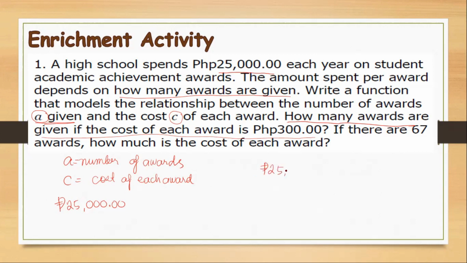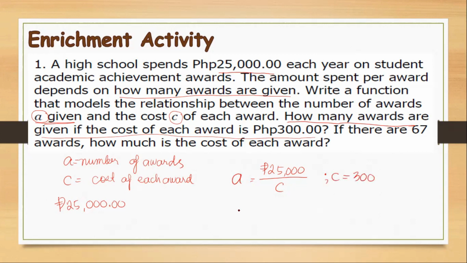25,000 divided by the cost of award. That will be the function of C. Or this can be represented by A. A is the number of awards if the cost of each award is C. So we have here C is equal to 300.